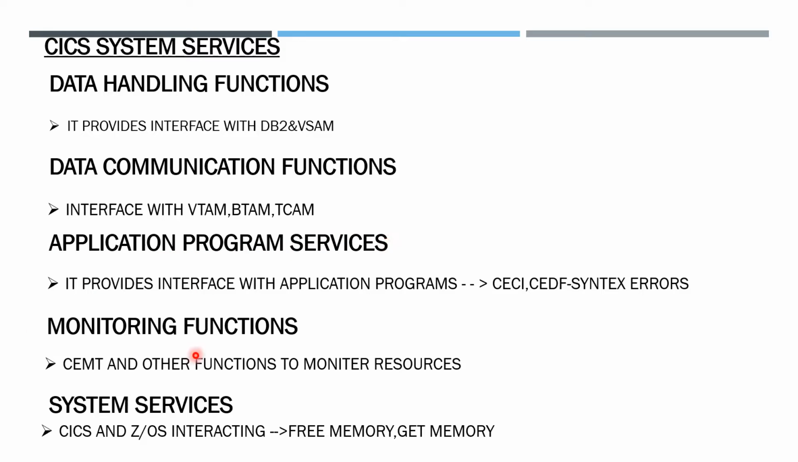Monitoring services are used to perform backup. If a serious failure occurs, to recover from that failure we can use this function. We can retrieve the data from the CICS log, the global log, and system services. From system services, we see how CICS interacts with z/OS to get memory and free memory. These are the major five functions, with which CICS performs all the major tasks.